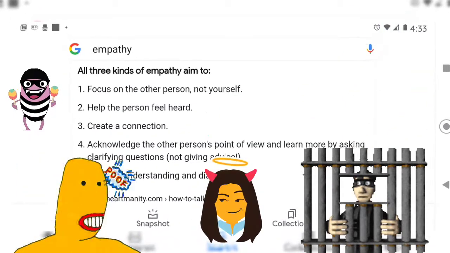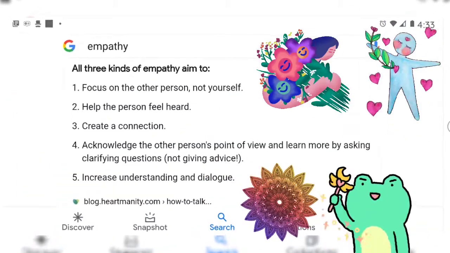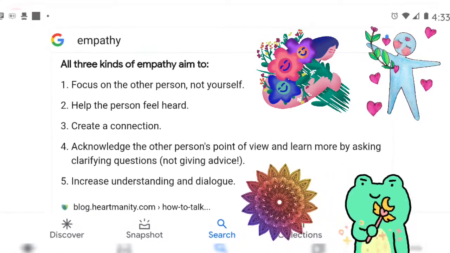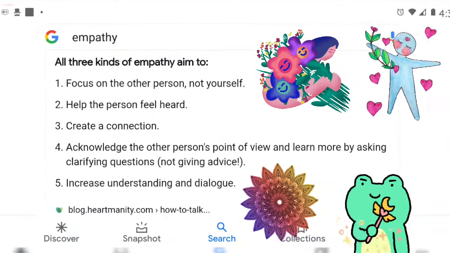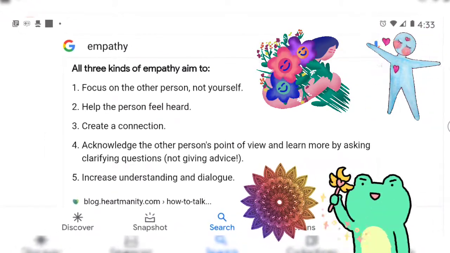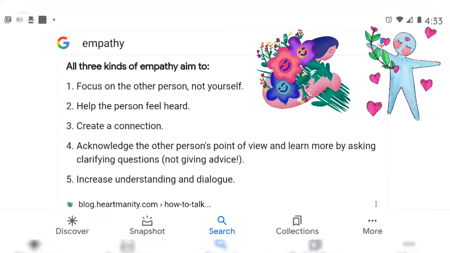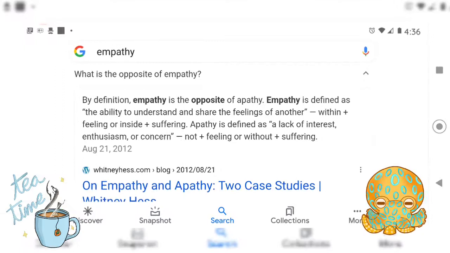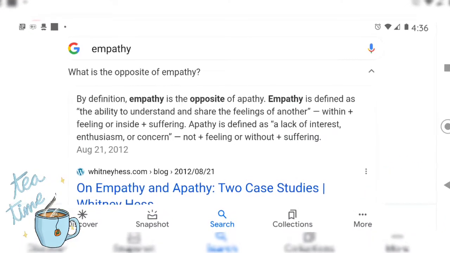around 1%. All three types of empathy aim to focus on the other person, not yourself, help the person feel heard, create a connection, acknowledge the other person's point of view, and learn more by asking clarifying questions, not giving advice, increase understanding and dialogue.